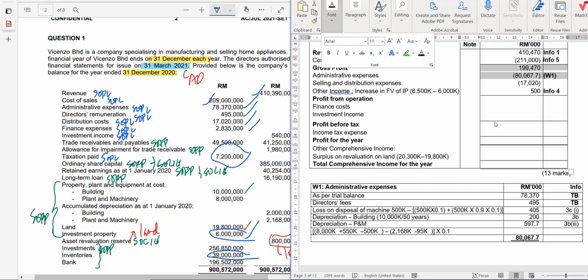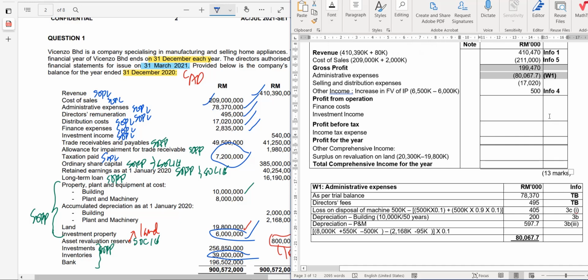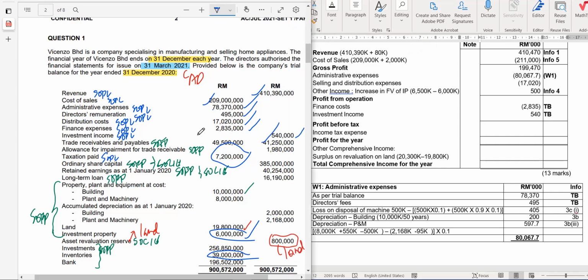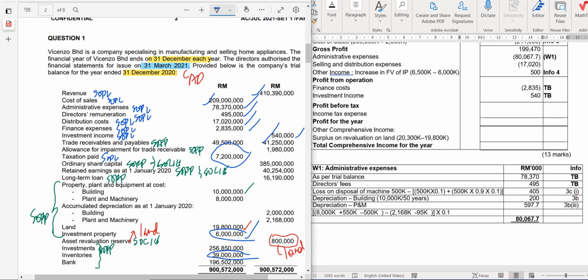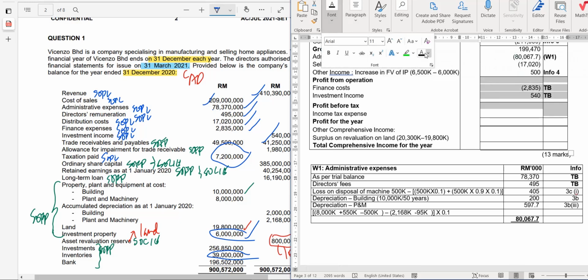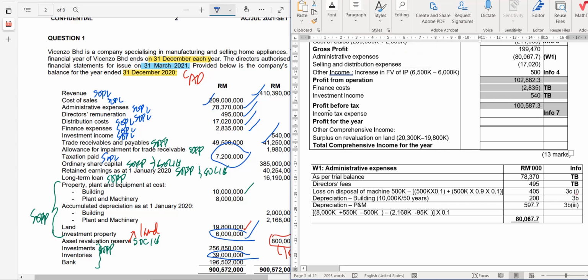Next, finance cost. In your case, there is no change to the finance cost. You are just going to take what was given in the question. So the finance cost is 2835. Investment income is 540. So you just include that in the correct line item. For tax expense, we have already decided. Make sure that you have calculated them all correctly, even for the profit from operation or the operating profit, and profit before tax. Make sure you have all the format done nicely.